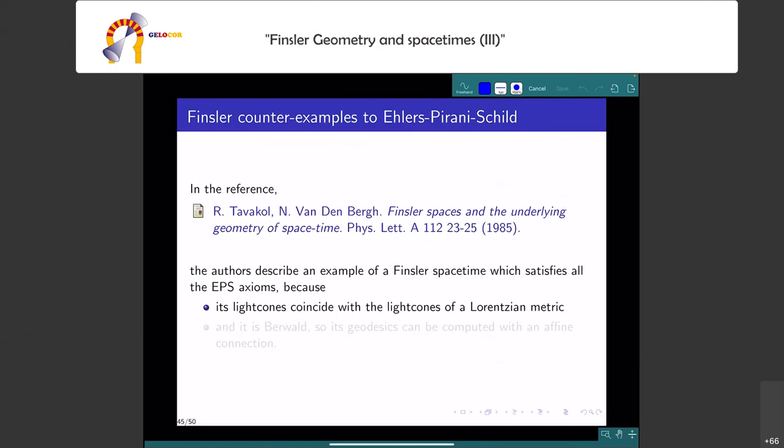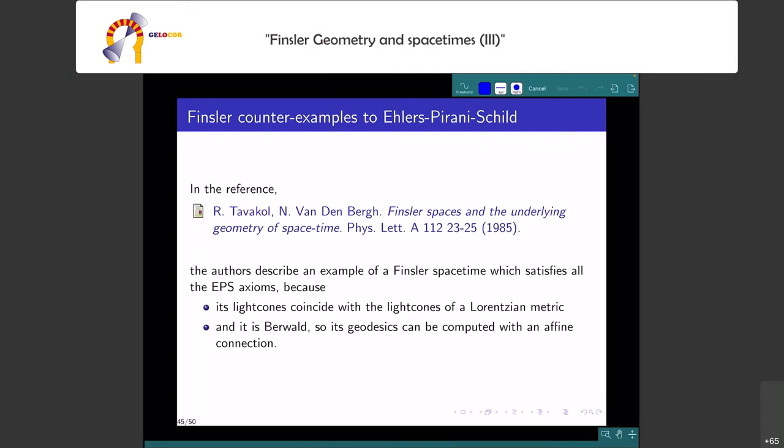There is a way to give a counterexample to the Ehlers-Pirani-Schild approach, and this is given in this paper. They found a Finsler spacetime which satisfies all the axioms, because the light-like cones of this Finsler spacetime coincide with the light-like cones of a Lorentz metric, and it is Berwald, so the geodesics can be computed with an affine connection. So in this case, this is really a counterexample, even with no problem with the two issues that I have commented.